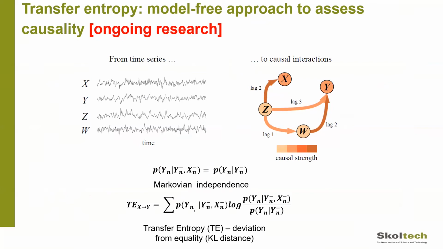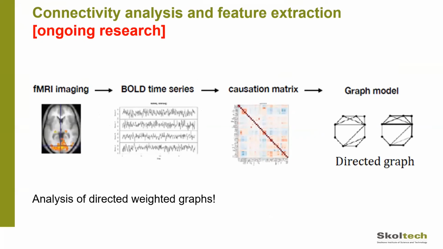As I told, we can represent the fMRI data as a graph, but we can also represent the fMRI data using directed graphs. To estimate directions, we can use different approaches. For example, we can use transfer entropy, which measures deviation from independence. Actually, nowadays there already exist approaches for how we can construct persistence diagrams for directed graphs. And using this, we can extract features from persistence diagrams.